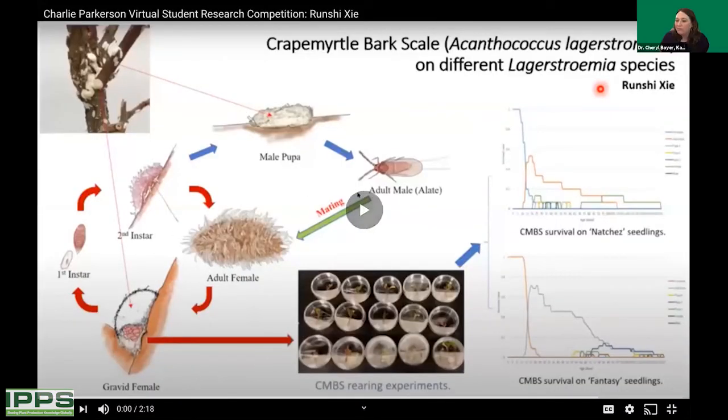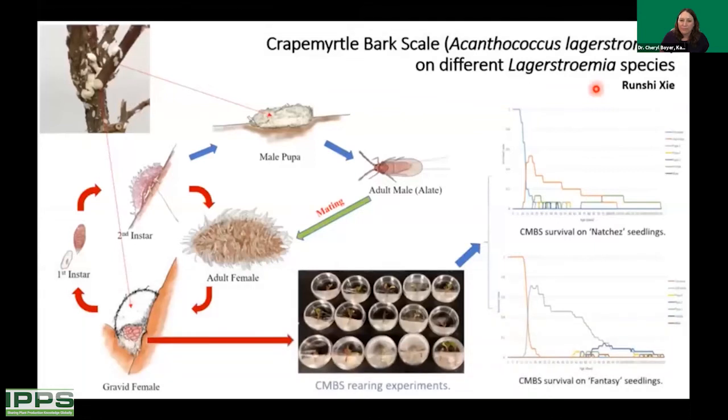Hello, everyone. My name is Runxi Zi, and I'm a PhD student at Texas A&M University. Today, I would like to briefly talk about my research project on crepe myrtle bark scale. Crepe myrtle bark scale is a non-native pest species here in the United States, and it originated from East Asia. The top left image here shows you what an infestation of this insect looks like on a small crepe myrtle plant. And the diagram here shows you the life history of crepe myrtle bark scale.